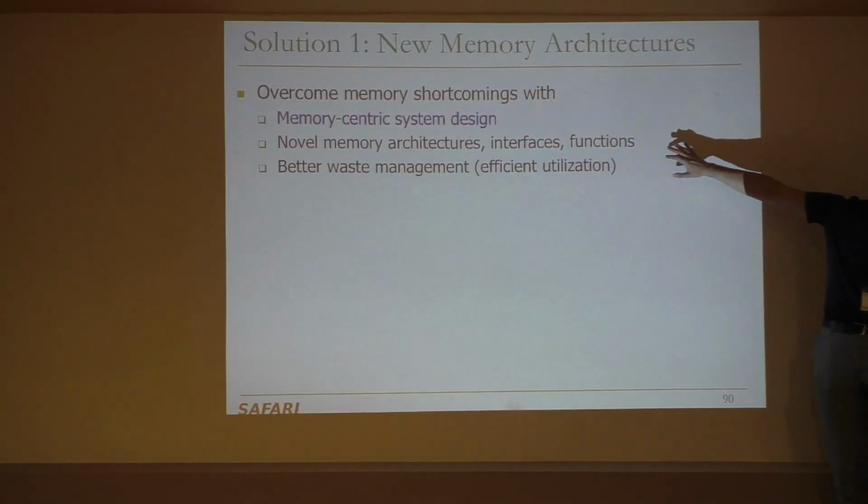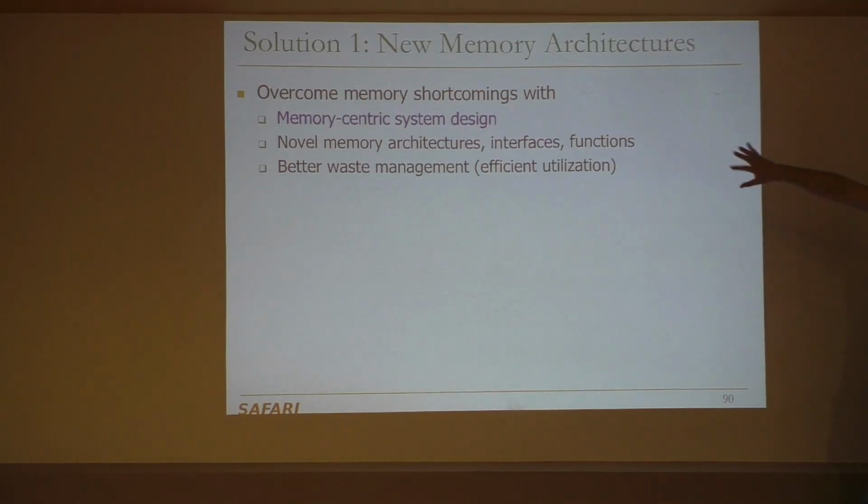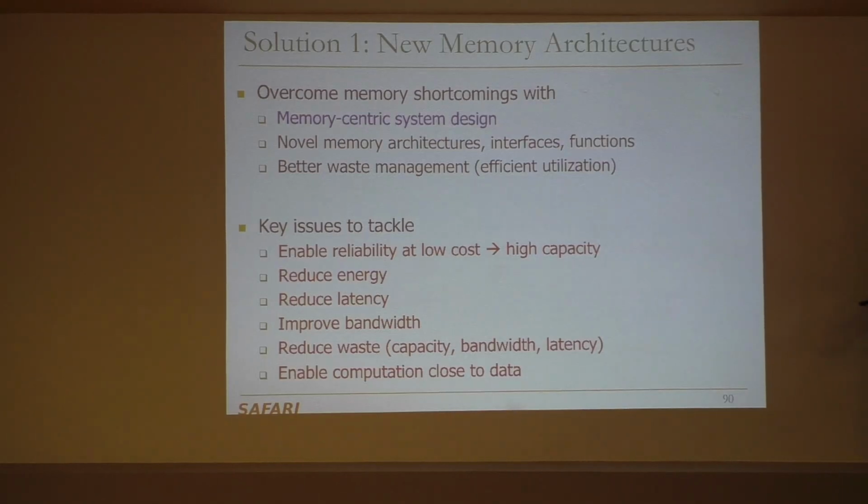Again, the first solution direction is new memory architectures. It's more memory-centric or data-centric system design. There are many example issues which we're going to talk about also: enabling reliability at low cost, reducing energy, reducing latency, improving bandwidth, reducing waste. Actually, there's a lot of waste in memory.